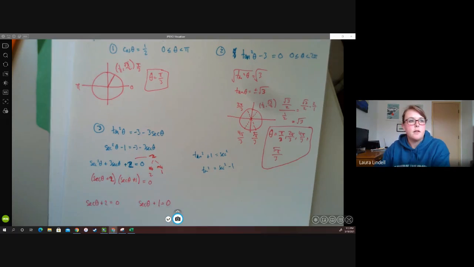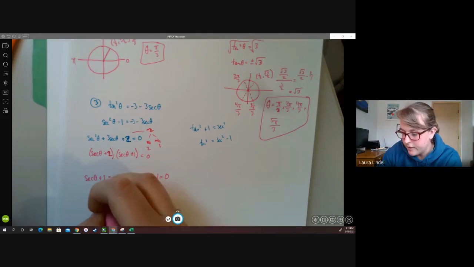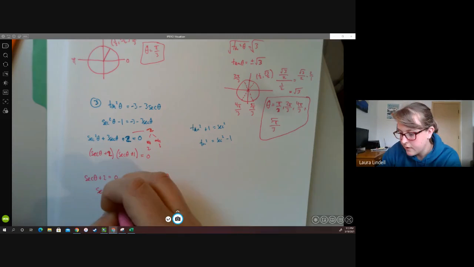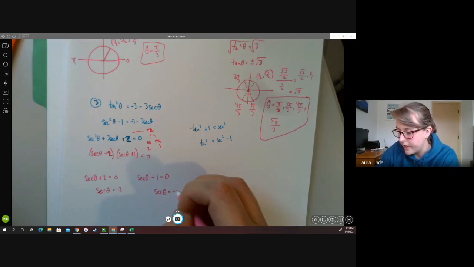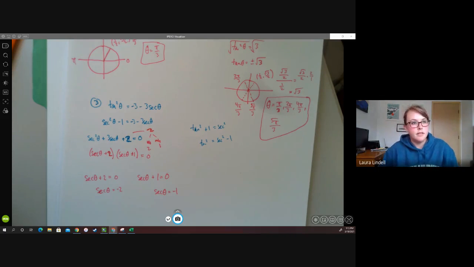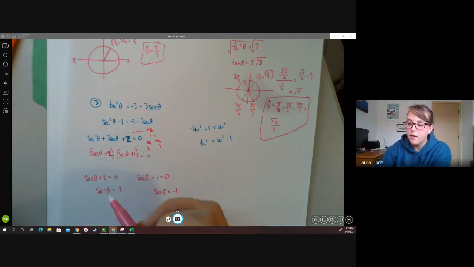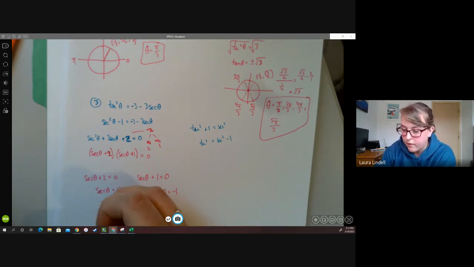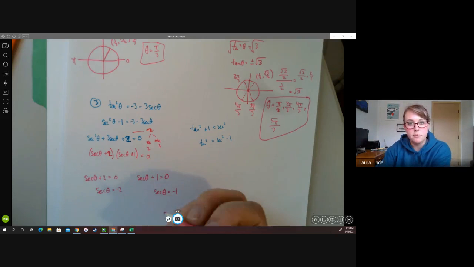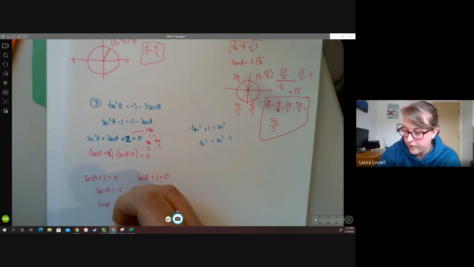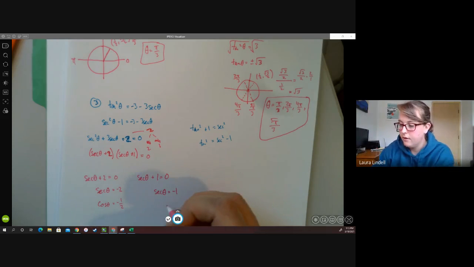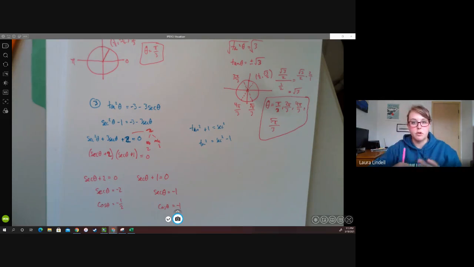So then we get that we're looking for places where secant is negative 2 or where secant is negative 1. And secant is 1 over cosine. So it's like if you were to take cosine and flip it. So if we want to think of it in terms of something that we know from the unit circle, we're looking for places where cosine of theta is negative 1/2 or where cosine of theta is also -1, because -1 is its own reciprocal.